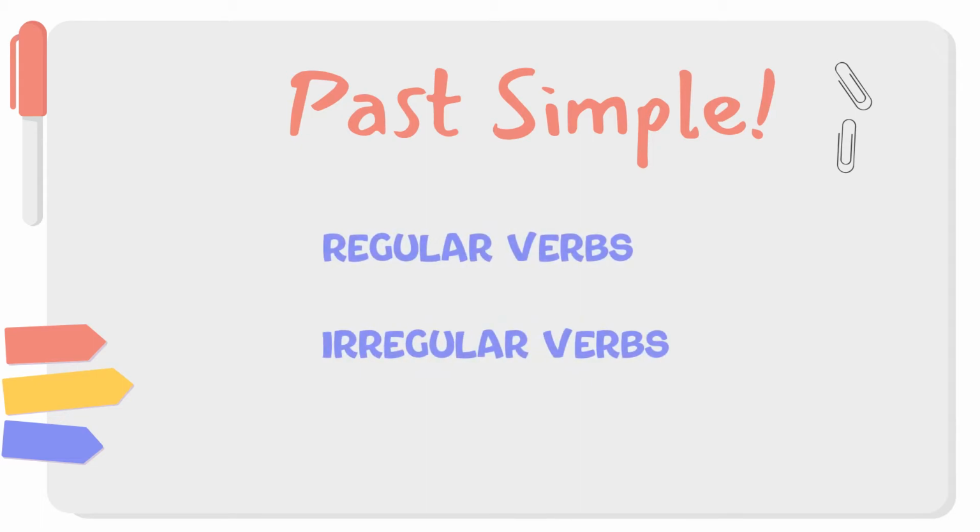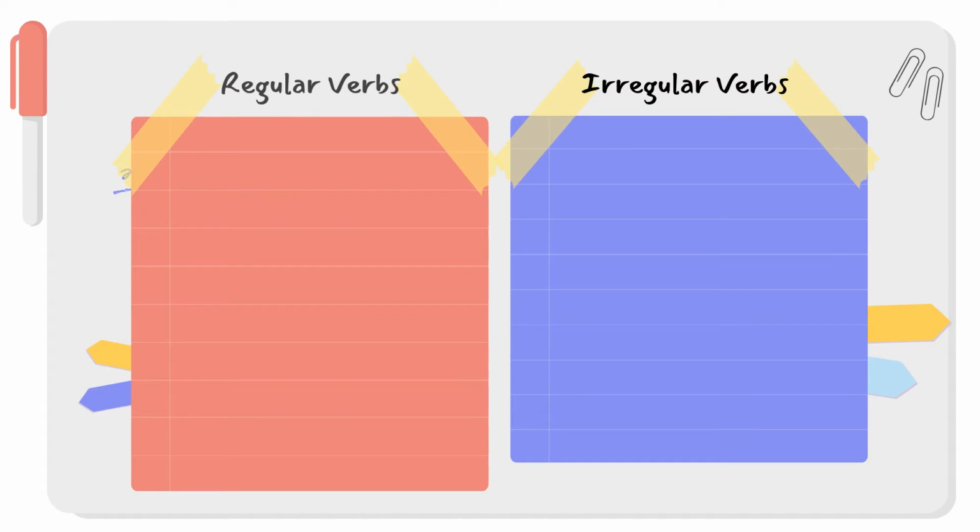Those are the regular verbs and the irregular verbs. To start with the regular verbs, these are verbs that follow a common rule. We use the base form of the verb and we add ed. For example, worked. There are also some spelling rules to take into account.